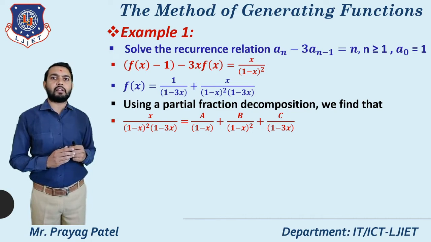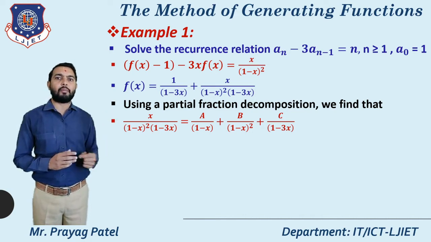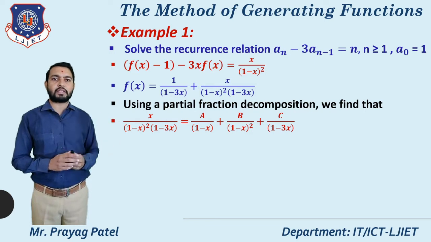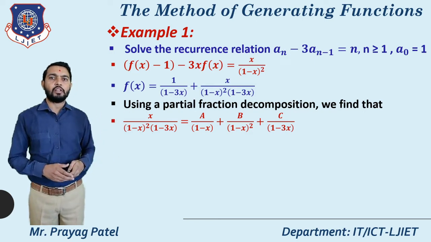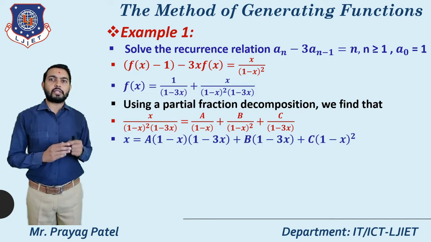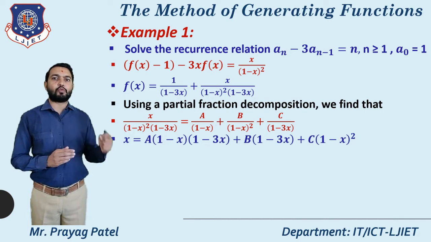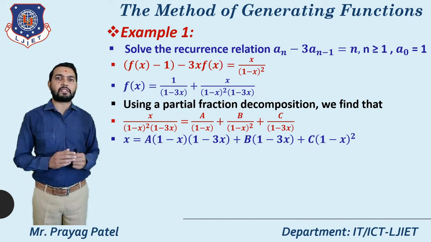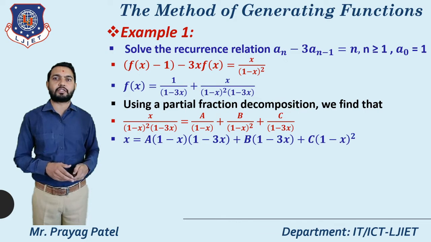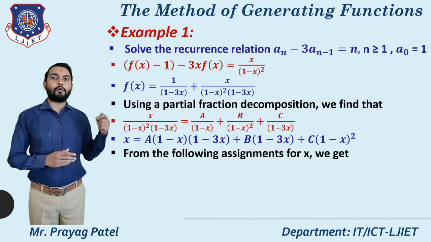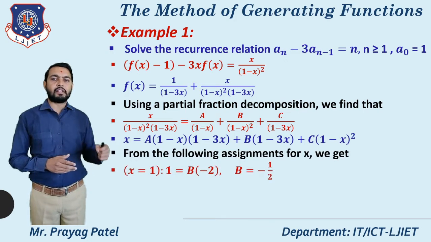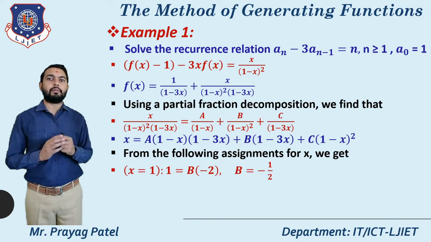Now using the partial fraction decomposition technique, we find that x divided by (1 minus x squared) into (1 minus 3x) is equal to A upon 1 minus x plus B upon 1 minus x squared plus C upon 1 minus 3x. So according to this, x equals A(1 minus x)(1 minus 3x) plus B(1 minus 3x) plus C(1 minus x squared).